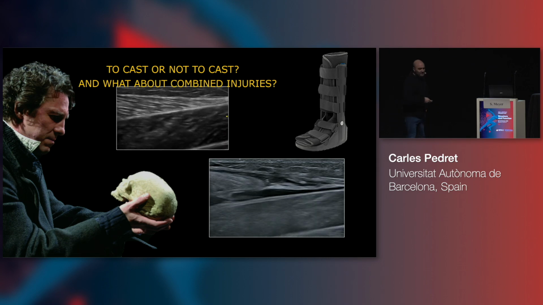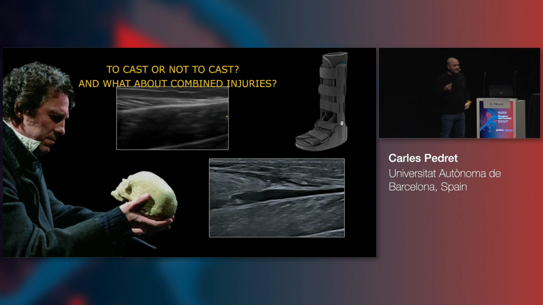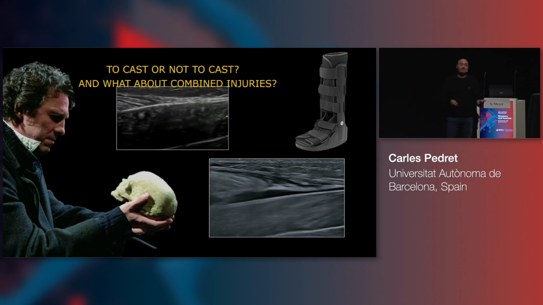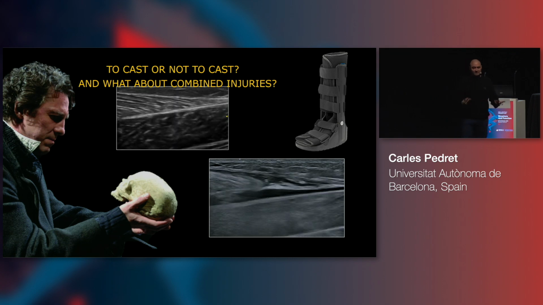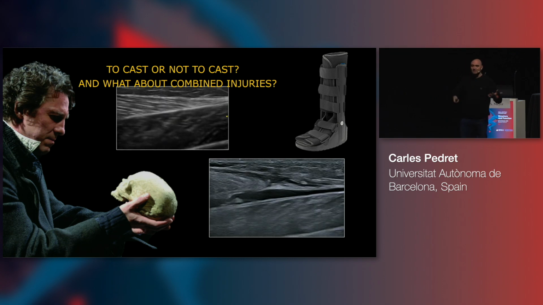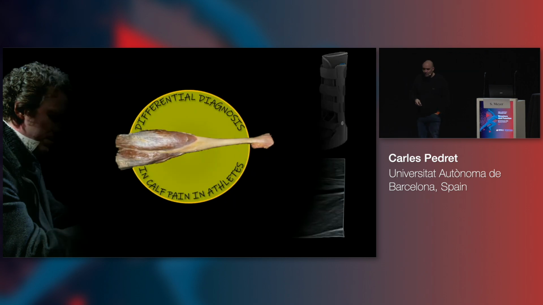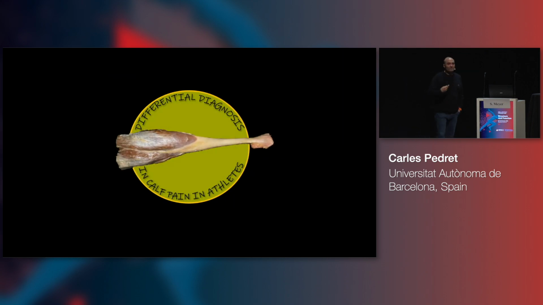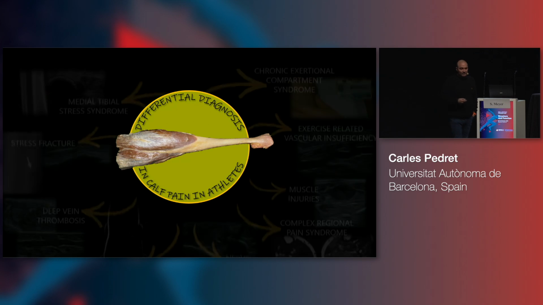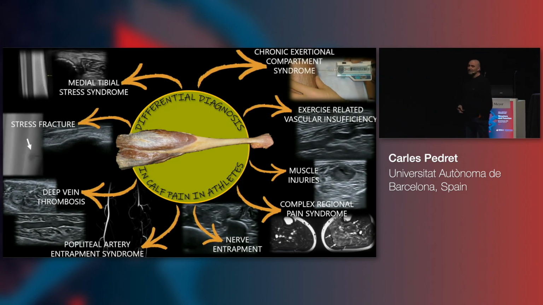And also, we need to be careful, as I said, with classification systems because we can have, and we normally have, combined injuries. And that makes it a little bit more complicated to treat because we need to understand that when we have a calf pain and it is not an injury, we have a very, very huge amount of differential diagnoses we should consider in order to differentiate calf pain. Okay? And it's not just about injuries or not.